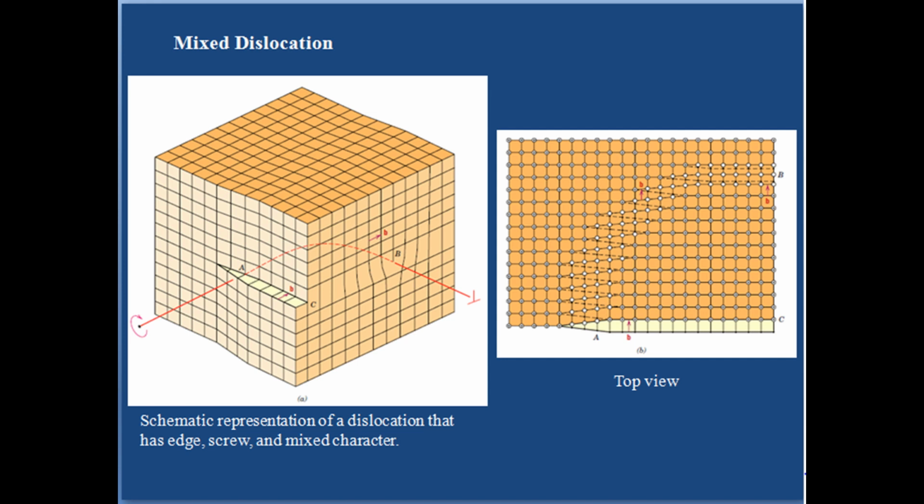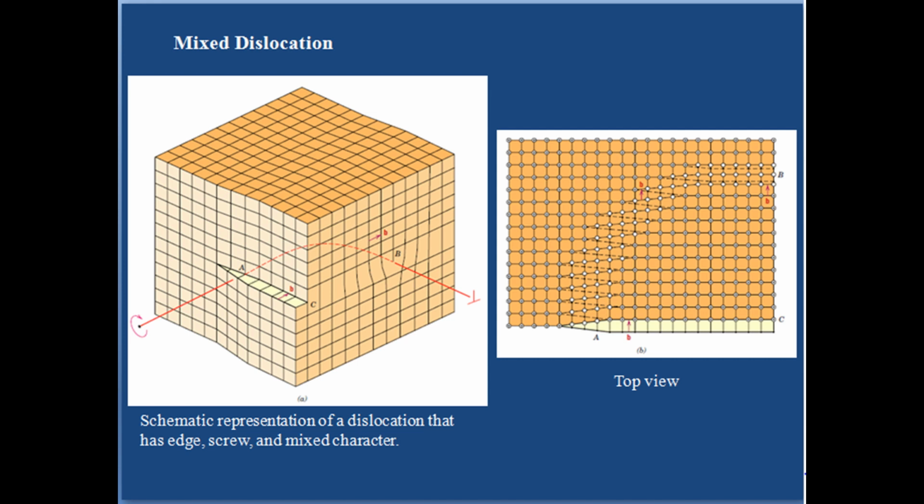character. The magnitude and direction of the lattice distortion associated with a dislocation is expressed in terms of Burgers vector, denoted by letter small b. Burgers vectors are indicated in figure for edge and screw dislocations respectively.